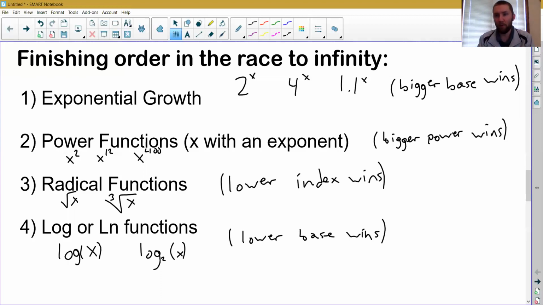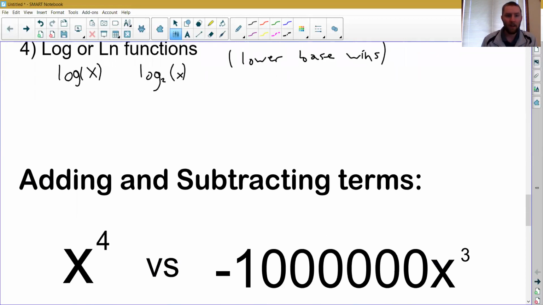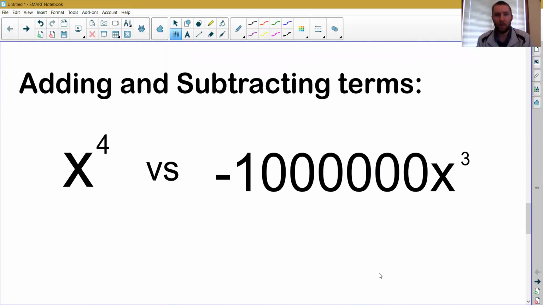The reason that this is important for us will become more clear in the next video, but we're going to spend a little bit more time going through problems 4, 5, and 6 here relatively quickly, where we begin to learn how these terms can dominate each other when they are in the same function. We're going to start just with these two terms here. We have x to the 4th power here, and that's going against negative 1 million x to the 3rd.